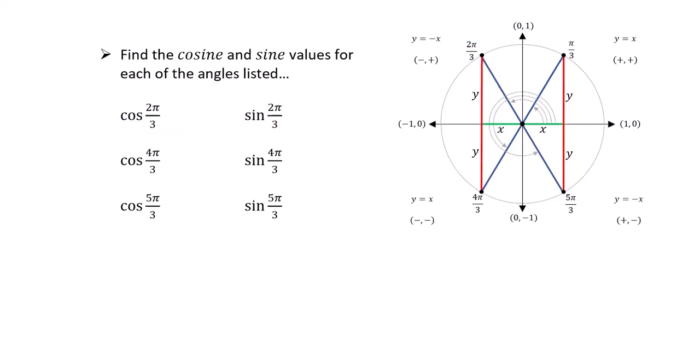So let's find the cosine and sine values for each of these angles listed. And of course, again, the angles that are listed have a reference angle of pi over 3. So we know that the cosine and sine values are going to be the same, the absolute value. So this is going to be 1/2. This is going to be the square root of 3 over 2. And that's the same all the way around.